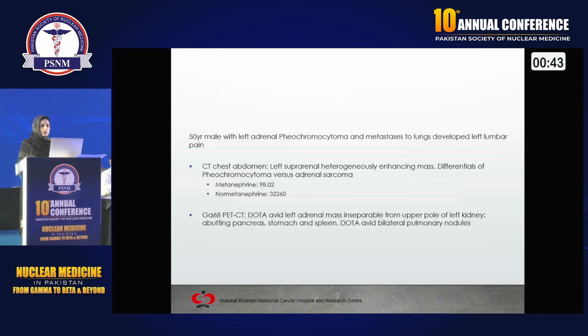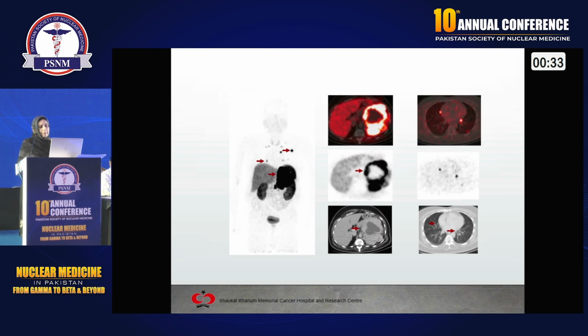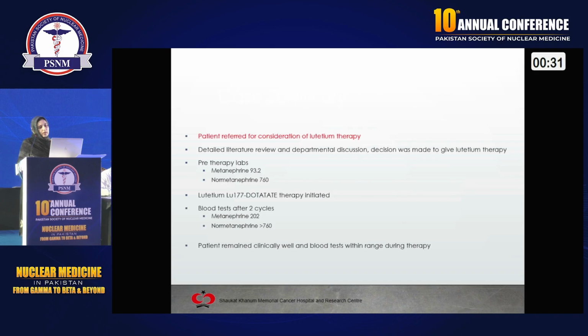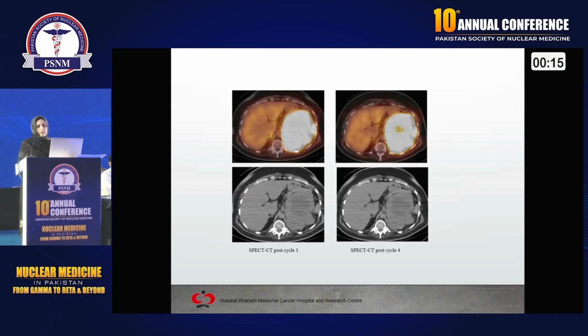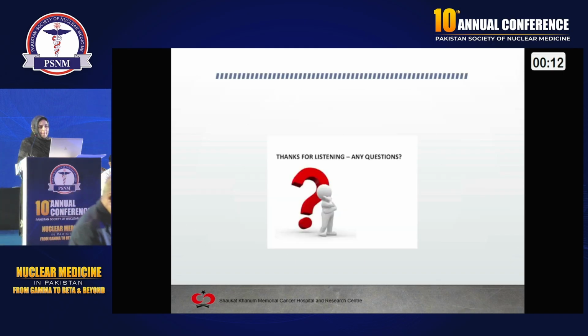Another patient we've treated was outside the guidelines. We did have to get special permission to treat him. He has a left adrenal pheochromocytoma and has now received 4 cycles, and his norepinephrine levels have come down. He's clinically well. Disease is still there, and we're having an ongoing discussion whether to stop at cycle 4 or to give 2 more. Yeah, so that's it. Thank you very much.